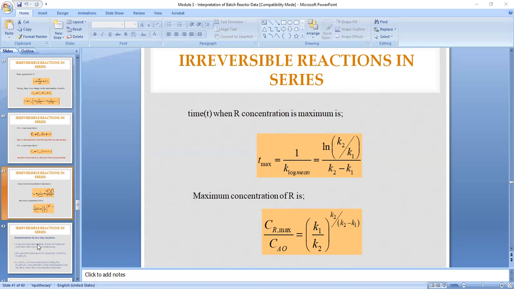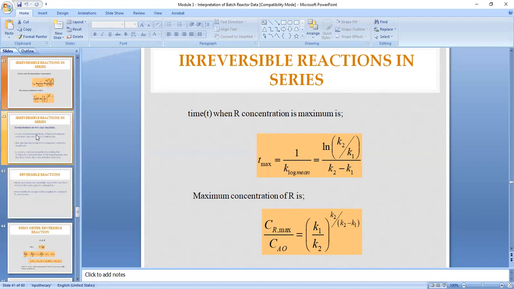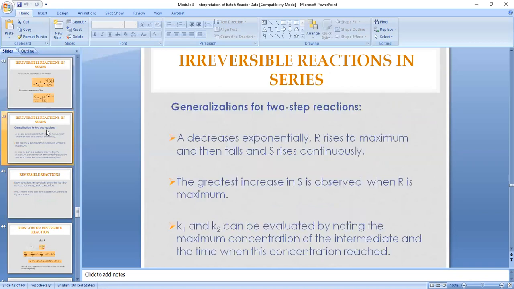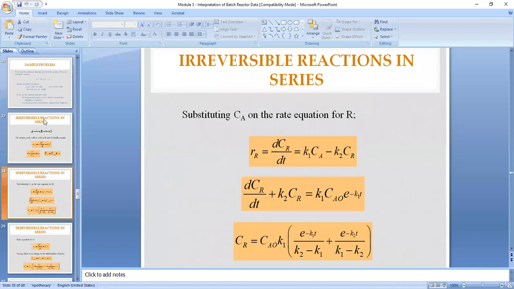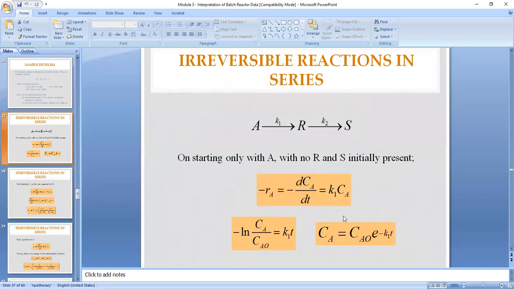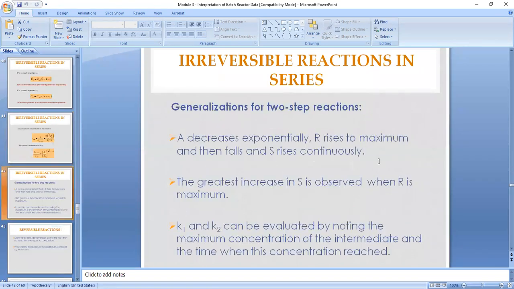So it's in here on the generalizations regarding the irreversible reaction in series, specifically a two-step reaction in series. Now, A decreases exponentially here. You could see that A decreases exponentially. Why? Because of this. There is an exponential decay in the value of A. Okay, we go back to the formula. R rises to a maximum and then falls. So there will be a time wherein R will be maximum. We have already shown to you the formula. I've shown already the formula to you a few seconds ago. The time when R is maximum and what is its corresponding value based on the formula.